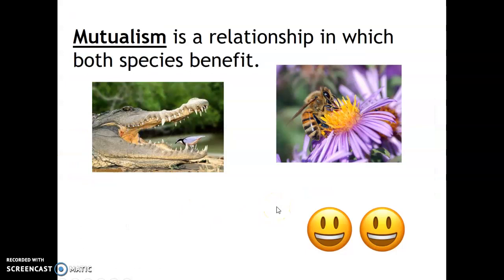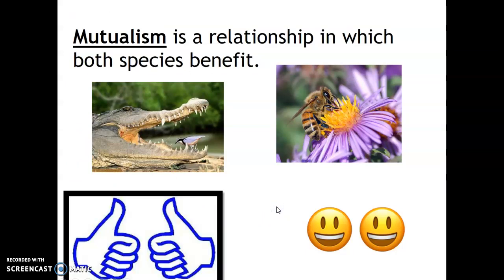So mutualism is our first one. Mutualism is a relationship where both species benefit. A couple of examples: a lot of bigger animals, you see small birds kind of follow them around. What those little birds do is pick off bugs and insects and things from the bigger animals. In this picture here, we have a crocodile and a little bird picking things out from inside of its teeth. So essentially the crocodile gets its teeth cleaned, and the bird's getting something to eat.